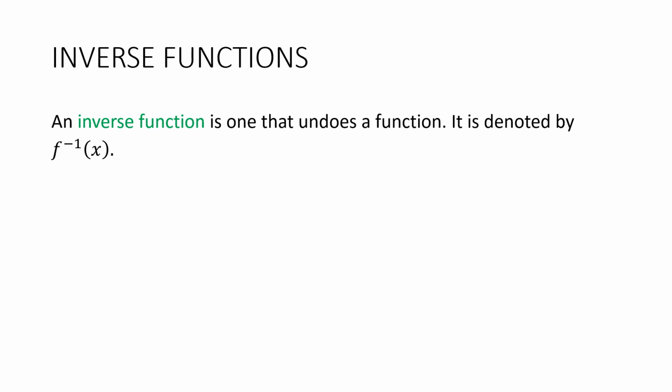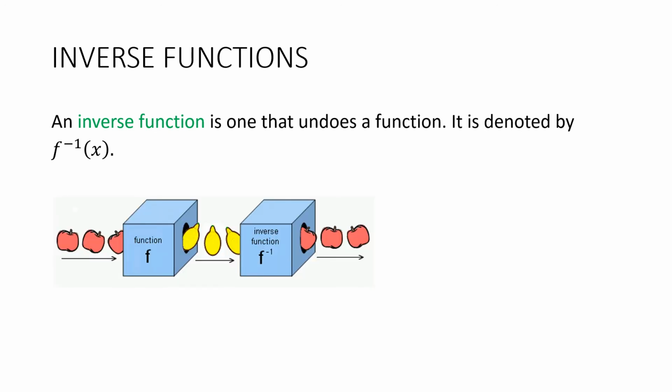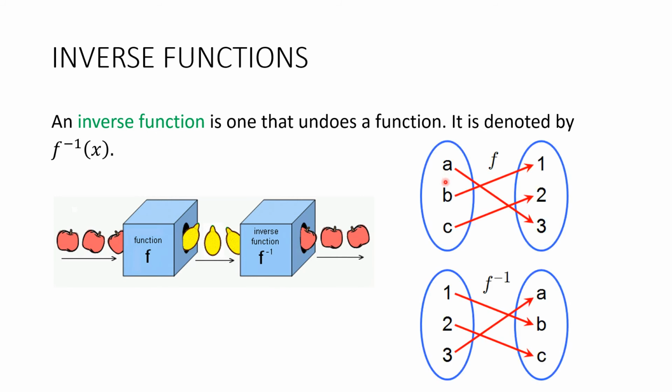So just above the sine, cos, tan buttons, you'll see sine with the negative 1, cos with the negative 1, and that's what you press when you want to find an angle. So you're doing the reverse. So that's what this is as well. It's like this. If you've got a whole bunch of apples going into a function box and they come out as lemons, and then they go into the inverse function box, they'll come back out as apples. So it undoes the function, if that makes sense. Here's another example. If I'm mapping from ABC to 1, 2, 3, then the inverse function will map from 1, 2, 3 back to ABC.